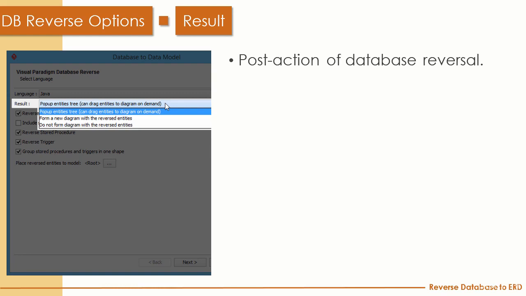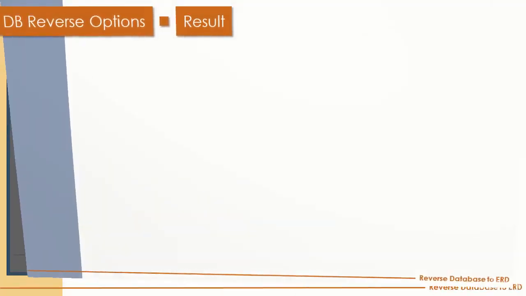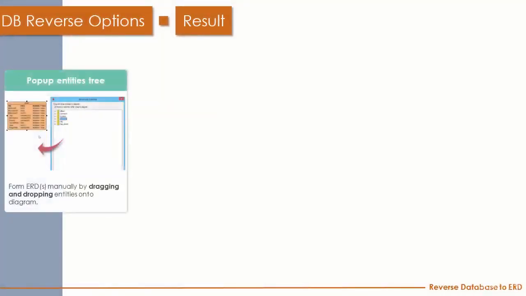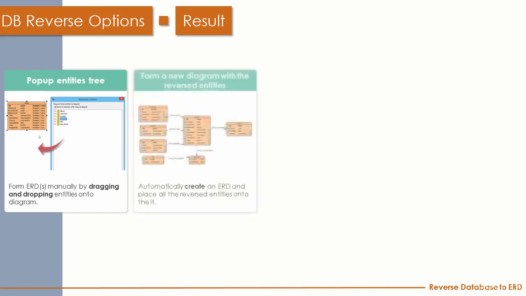The second option is the result. How is the reversed result shown? By default, it is a pop-up entity list. Let me show you the differences between these options. The first one is the pop-up entity list. We provide a list, and then you can drag and drop the entities into the ERD, and that helps you develop multiple context-based entity relationship diagrams rather than a giant entity relationship diagram.